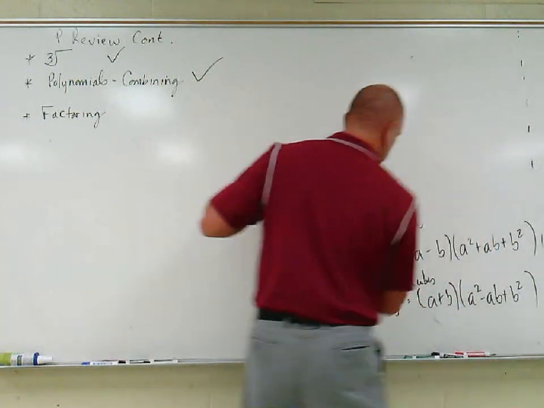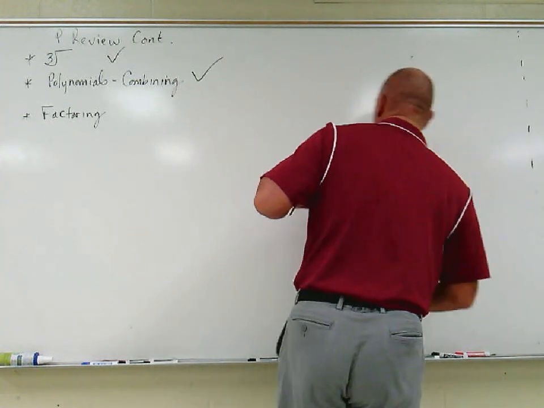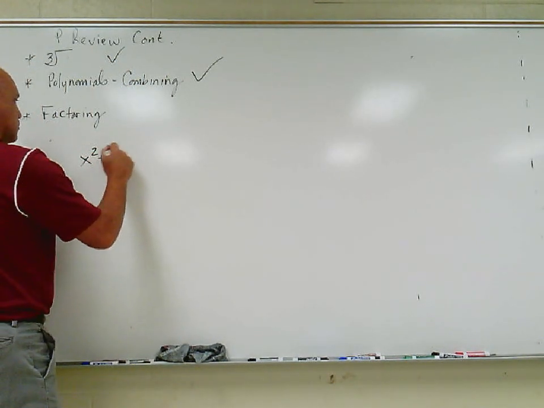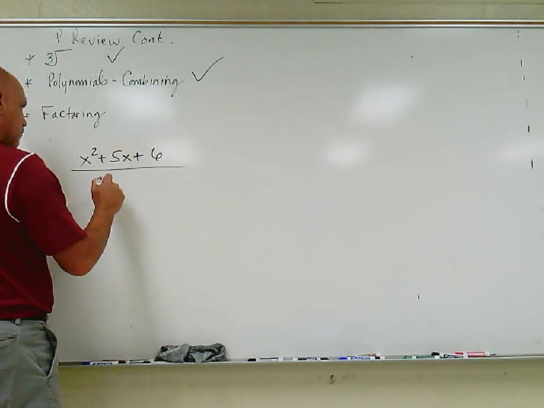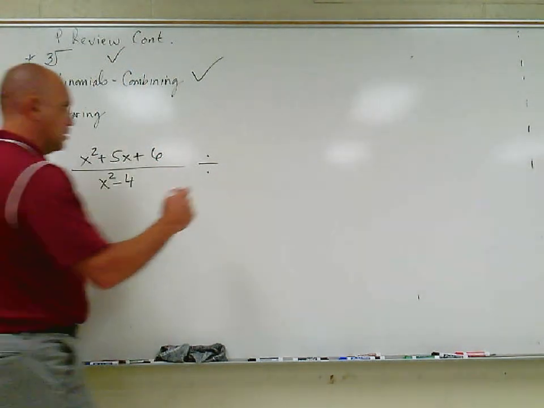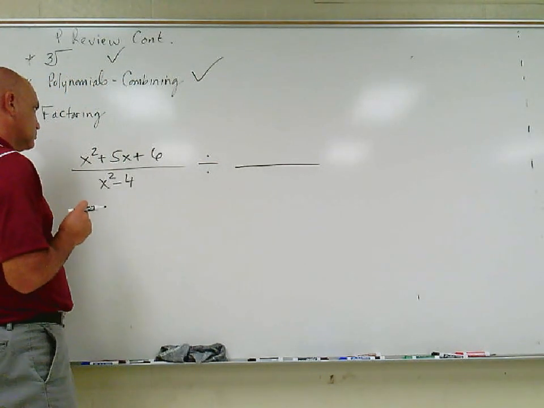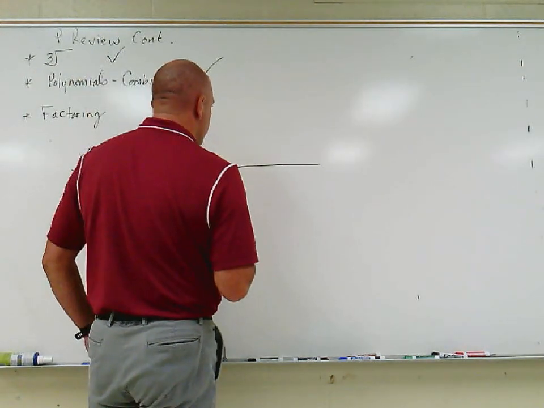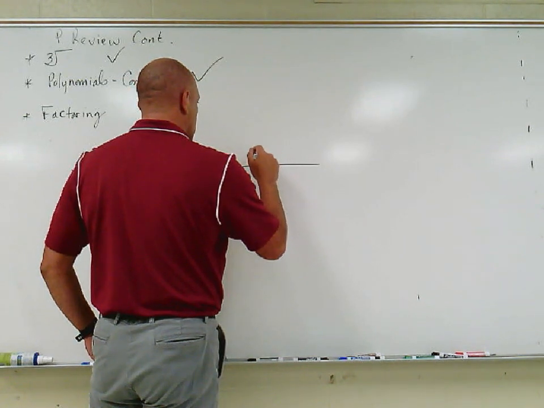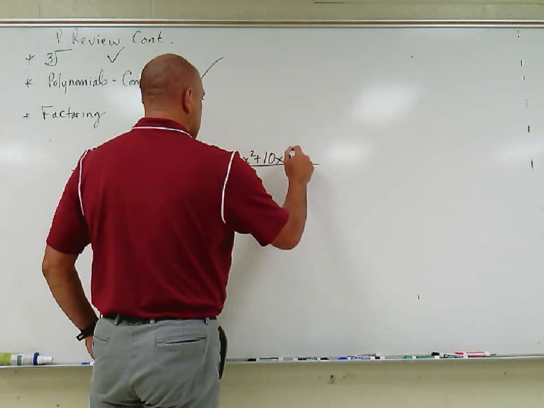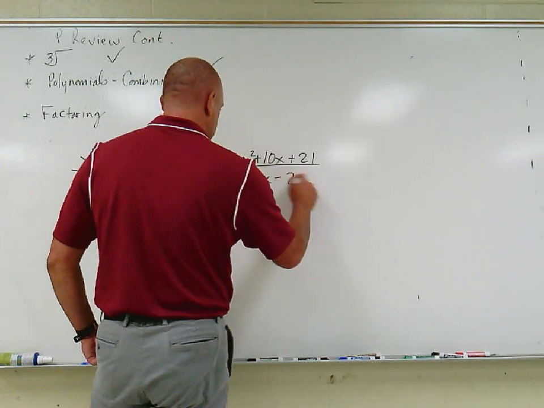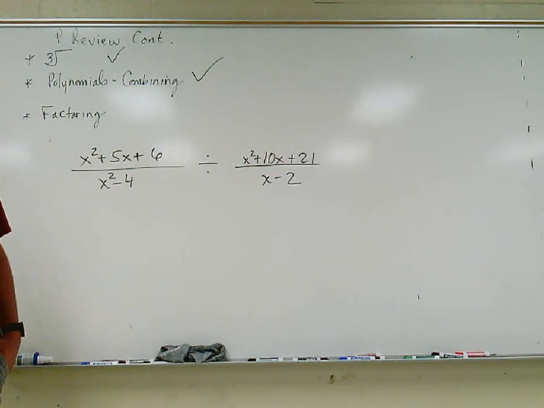So for instance, let's just say we've got x squared plus 5x plus 6 over x squared minus 4, divided by x squared plus 10x plus 21 over x minus 2. Okay. Ugh, looks awful, doesn't it?